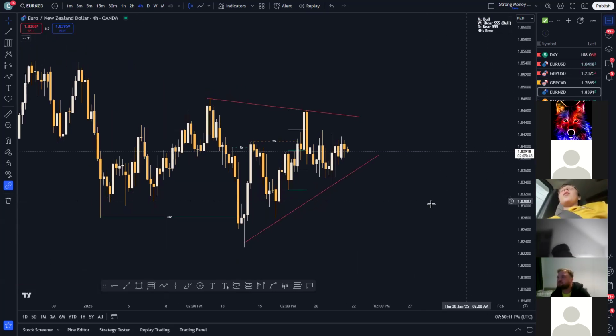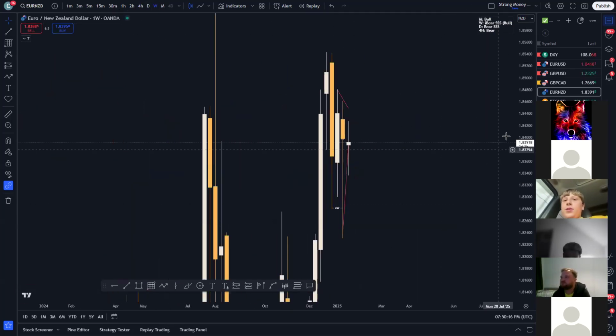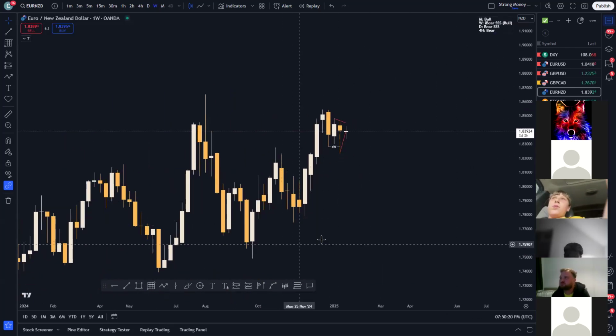Euro NZD, I'm just taking this out now. I can't be bothered to update it. I will do the ranges just so we know what the process is. Okay, so previous week's range here to here.